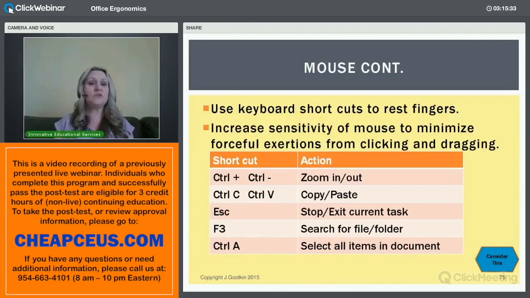And consider having your patient use keyboard shortcuts whenever they can. Here are just a couple of common ones. Control plus or minus for zooming in and out. Control C for copying, Control V for pasting, escape. There are so many out there, you can Google them, but those are going to allow the individual to decrease the use of the wrist and hand and limit the stress on the carpal tunnel and the finger muscles, if they have a wrist and hand type of pathology.